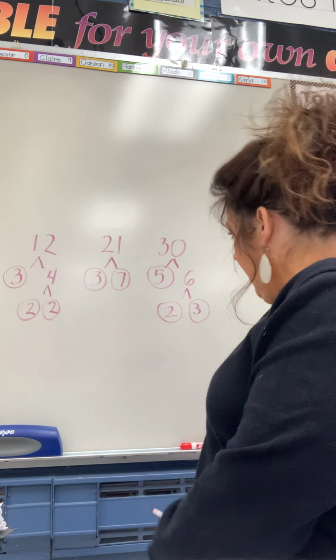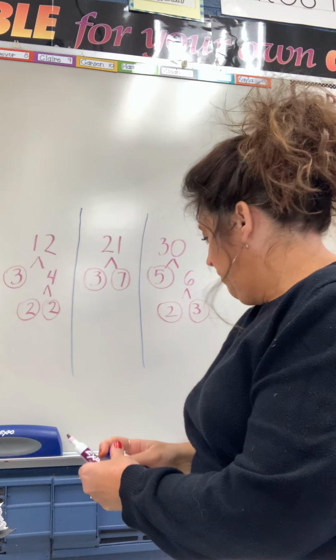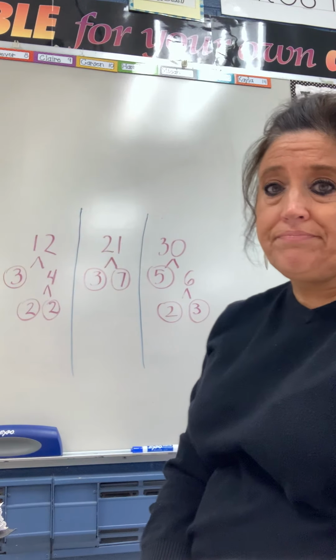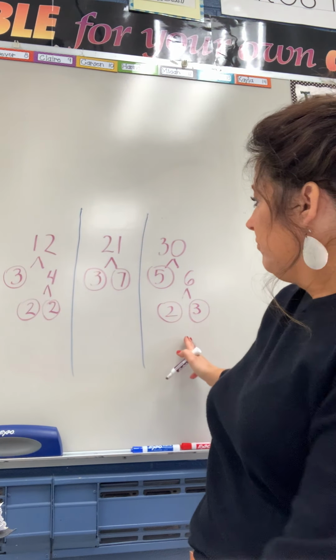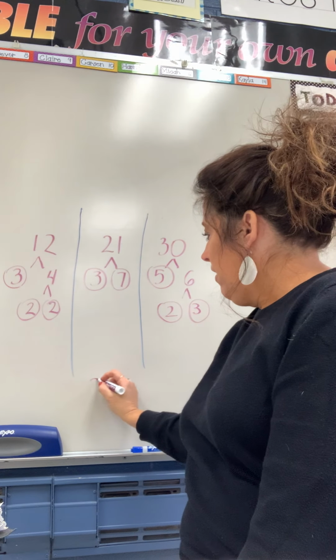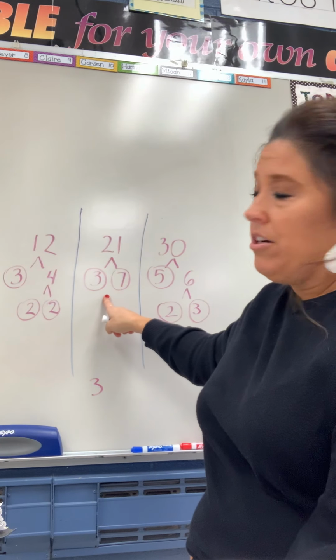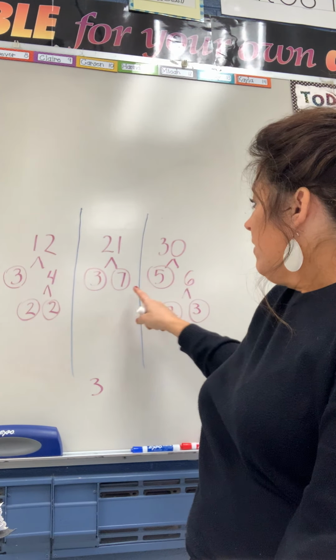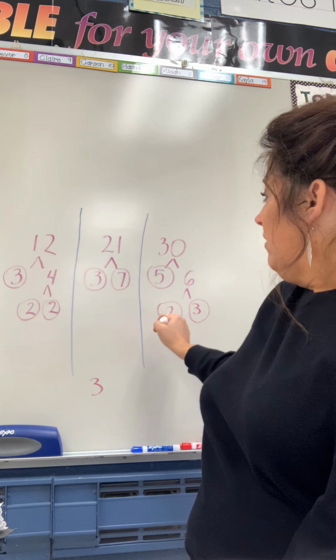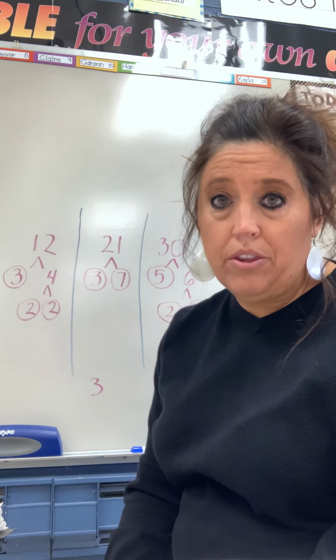So now I want to make sure I'm looking at each number set. What's common between all of them? The 3 is common. Is 2 common? Well, 2 is here and 2 is here, but it's not there, so I can't use it. 7, nope, nobody else has a 7. And 5, they don't all have a 5. So here, the greatest common factor is going to be 3.